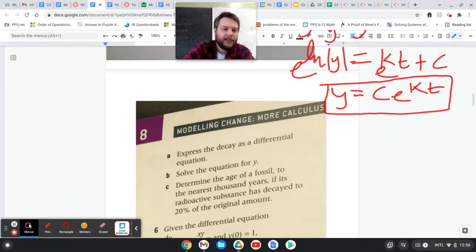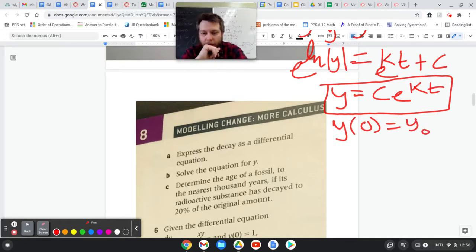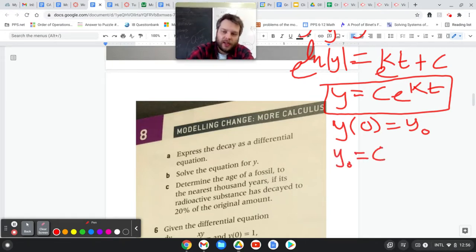But what we can say is that when time was 0, we had some initial amount, and it's pretty common to just write it as y0. And if we substitute that in to our differential equation, we get y0 equals c e to the k times 0. In other words, y0 is equal to c.